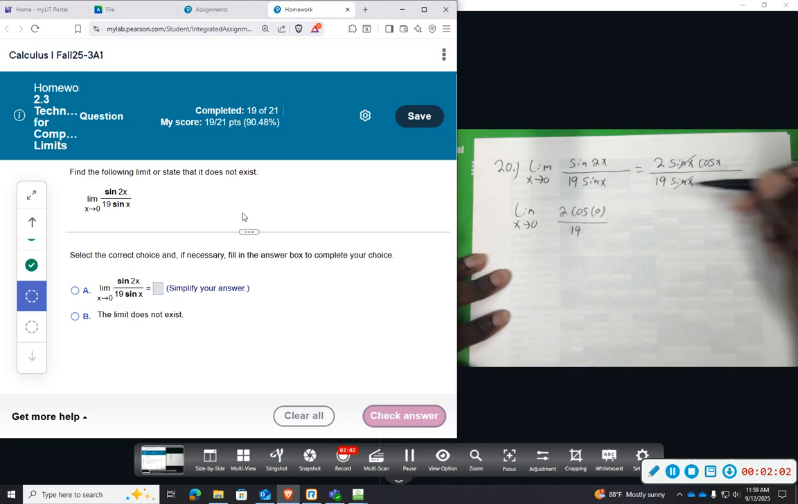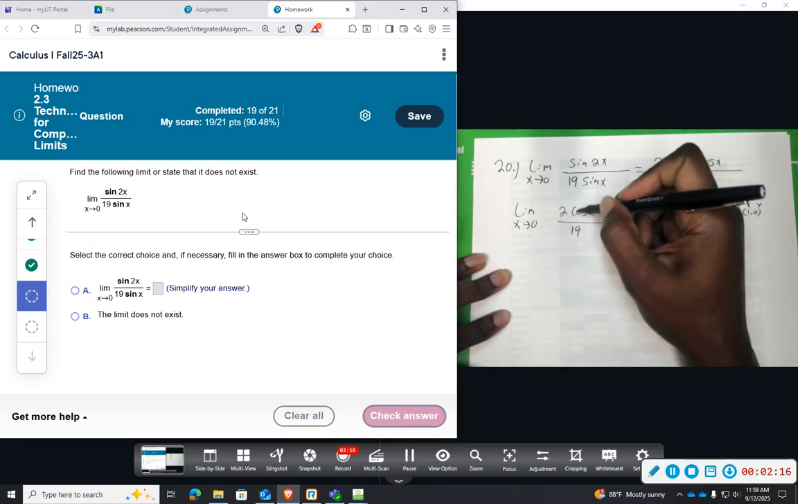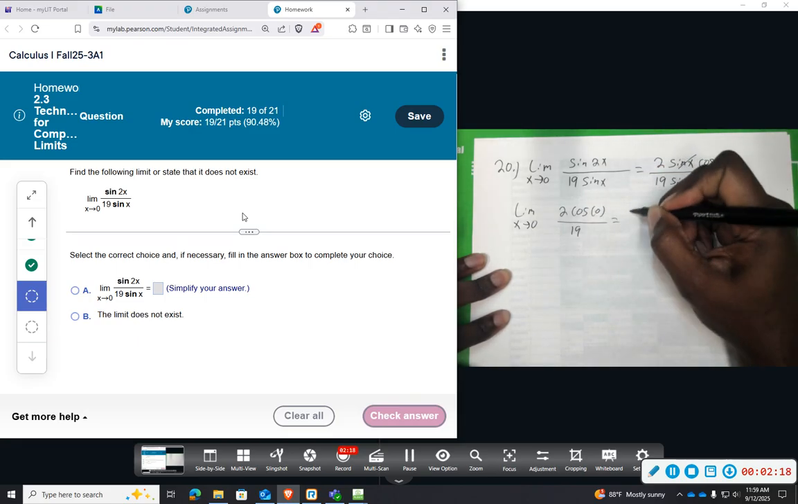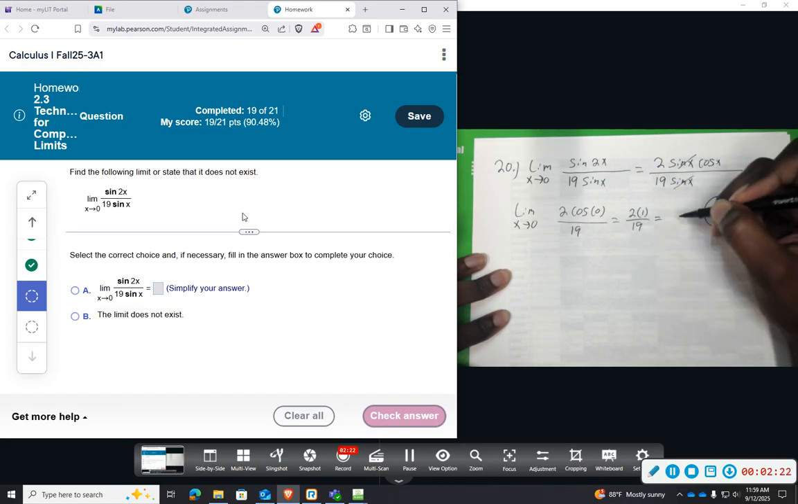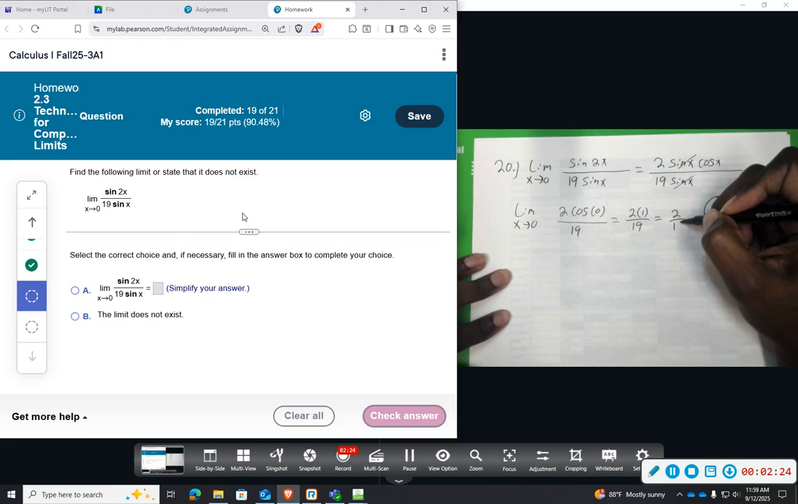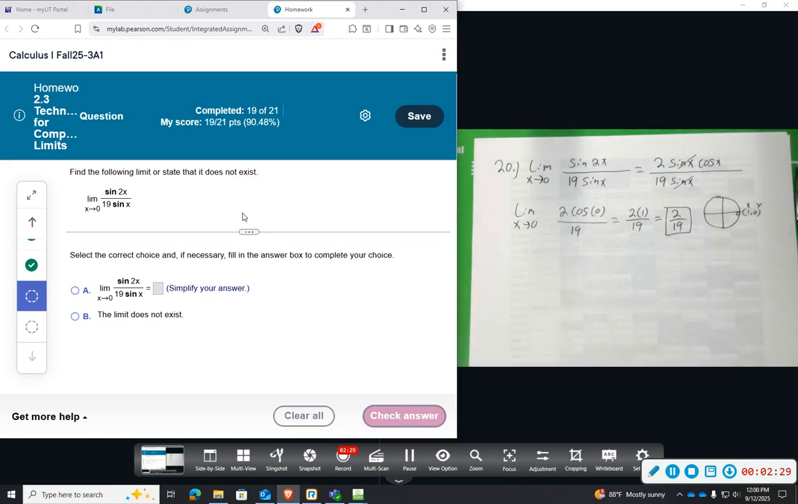And then if you think about your unit circle, 0 is here. The ordered pair is 1, 0, which is x and y. The cosine corresponds to the x coordinate. So this just gives me 1. So we're looking at 2 times 1 divided by 19, which just gives us 2 over 19 as our limit once we evaluate it.